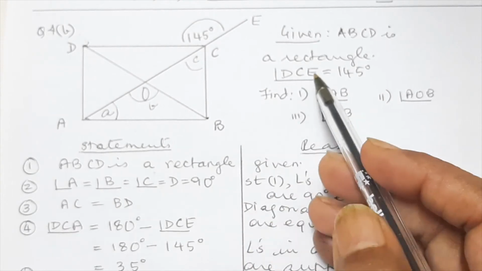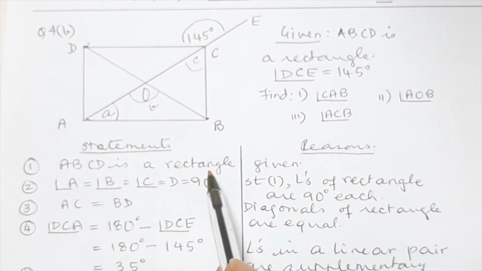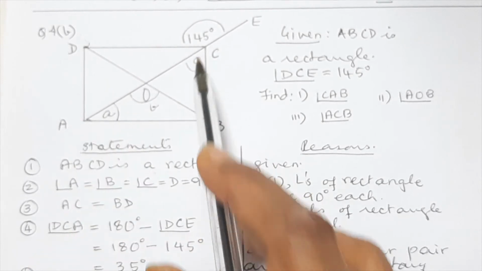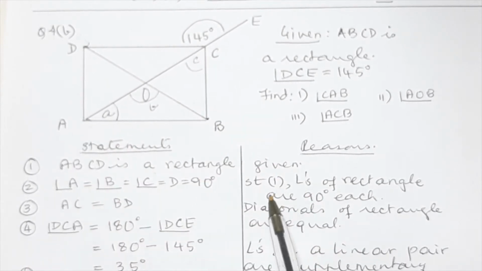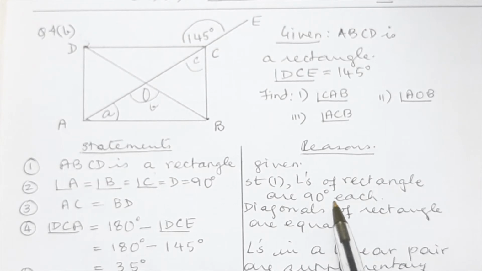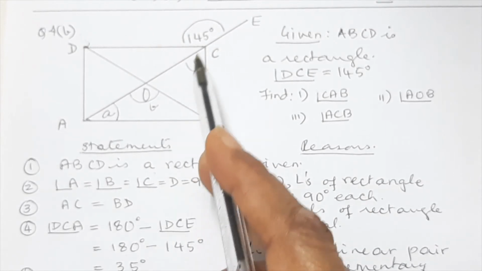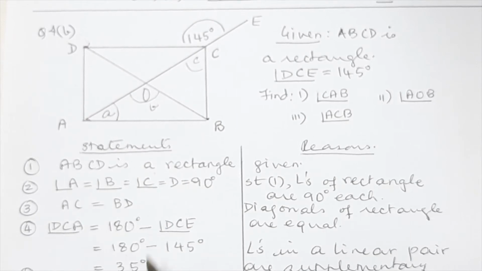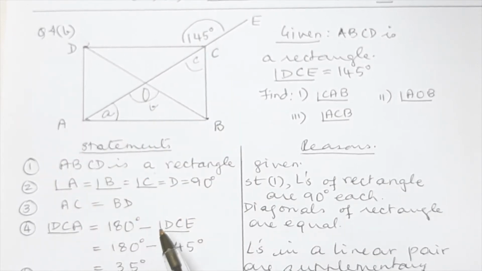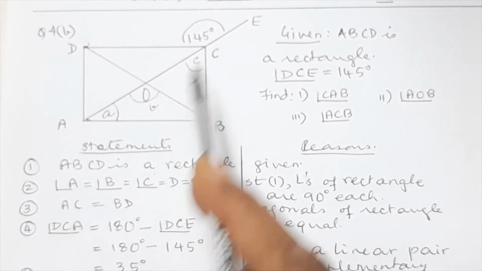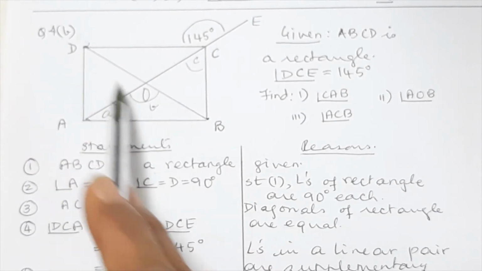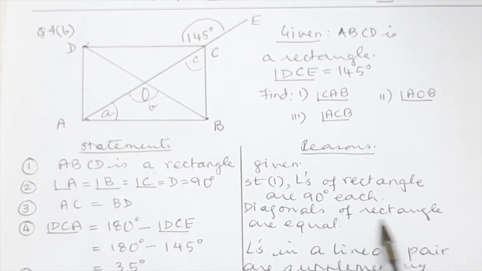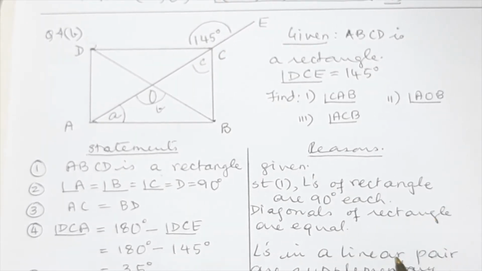The first statement, we will write what is given. ABCD is a rectangle, given. Now when it is a rectangle, we know that all angles are 90 degrees, so we write that. Statement 1, since angles of a rectangle are 90 degrees each. And also we know for a rectangle, the diagonals bisect each other, and the diagonals are also equal to each other. So we will write AC, which is a diagonal, and BD, which is also a diagonal of ABCD, and these diagonals are equal because it's a rectangle.